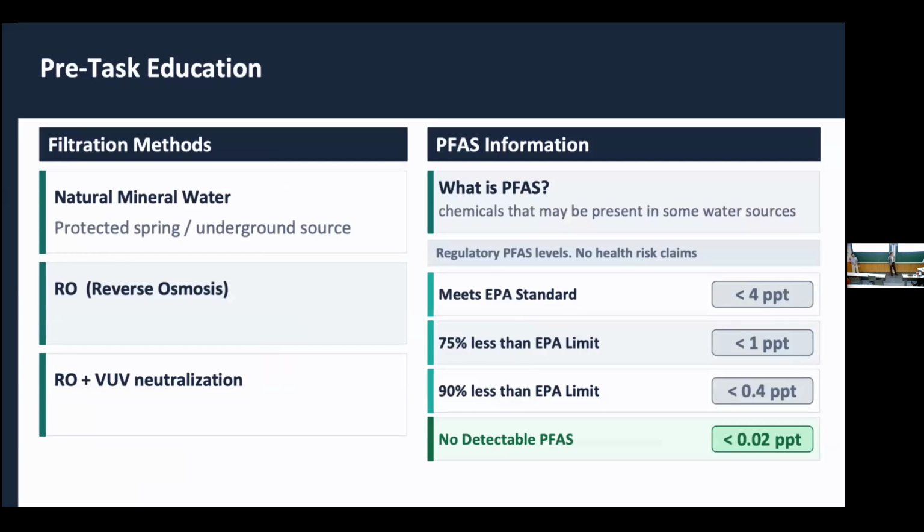And here's the background information part in our survey. Before the previous question, we offered the definition for the filtration methods, what PFAS is, and we offered the regulatory level for PFAS. We acknowledge that this information might influence the survey results a little bit, but as we can see, the information itself is neutral and factual.